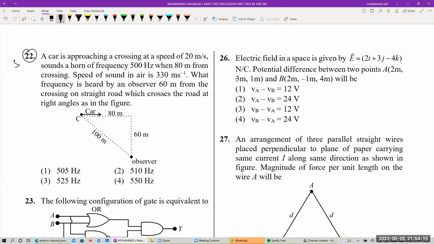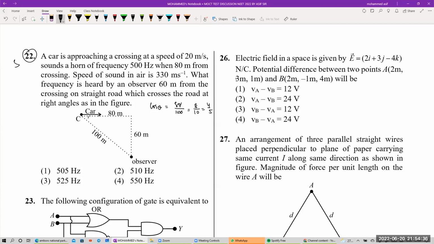So obviously, if it is making some angle right now, theta will be equal to how much from this one? Cos theta will be equal to 80 divided by 100, that will be equal to 8 divided by 10. So this will be 4 by 5, isn't it? So for the frequency formula, you resolve it right now for this given condition. It is moving in this direction.